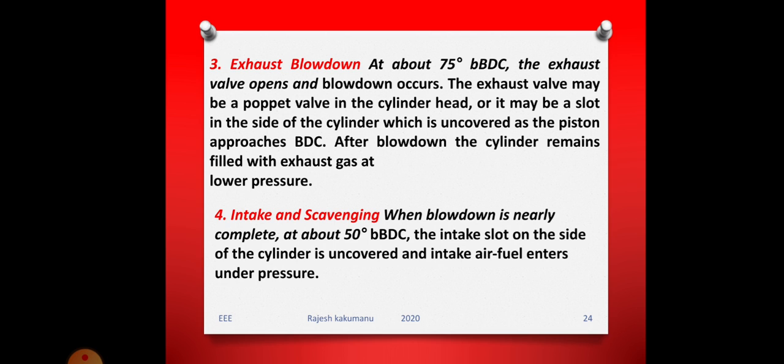What happens in the exhaust blowdown? At a certain point, that is 75 degrees before BDC, the exhaust valve opens and blowdown starts. The exhaust valve may be a poppet valve in the cylinder head, or it may be a slot inside the cylinder which is uncovered as the piston approaches the BDC. After blowdown, the cylinder remains filled with exhaust gas at lower pressure.